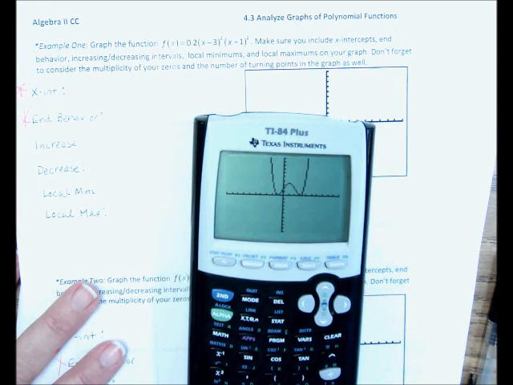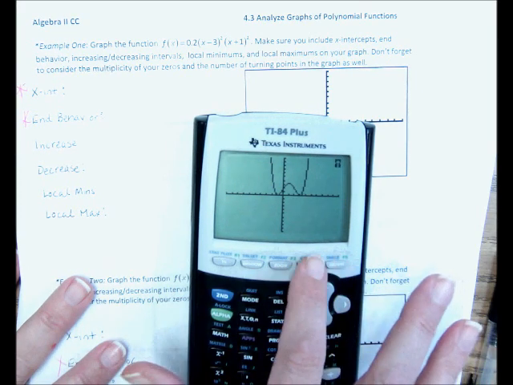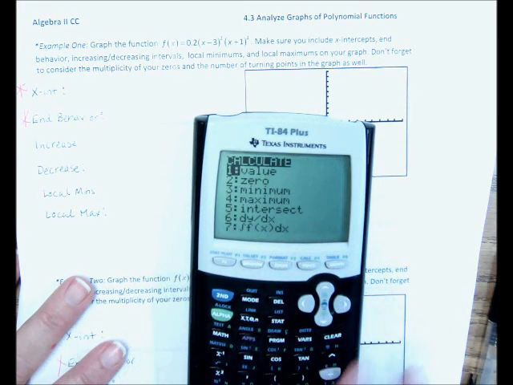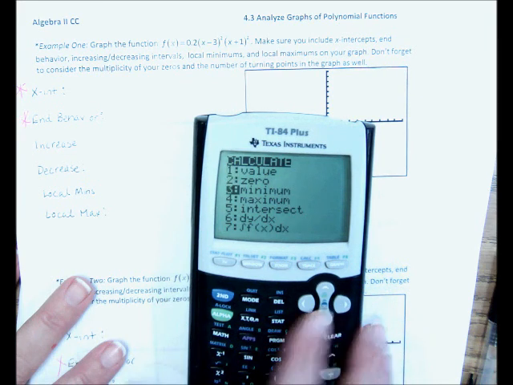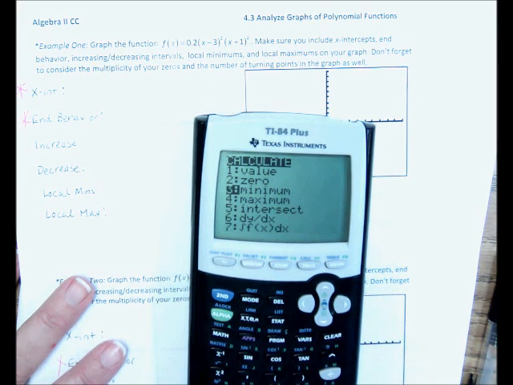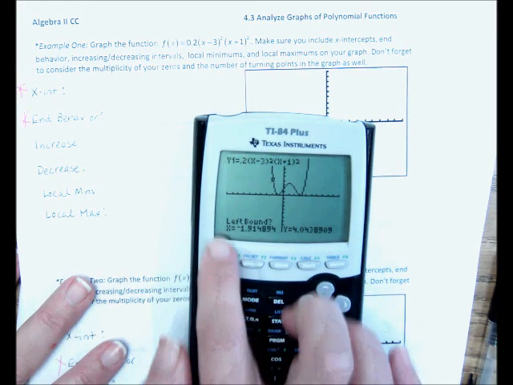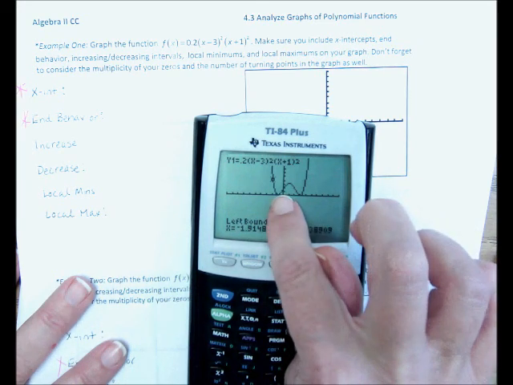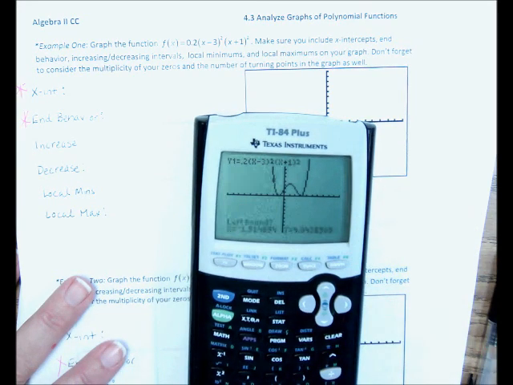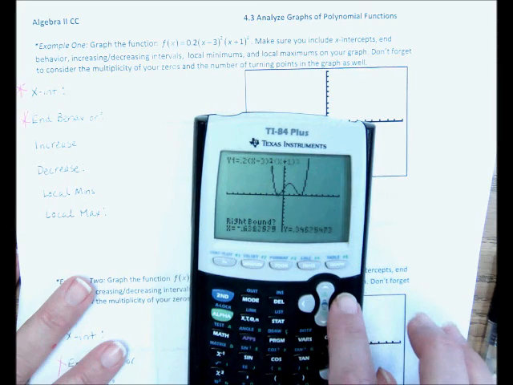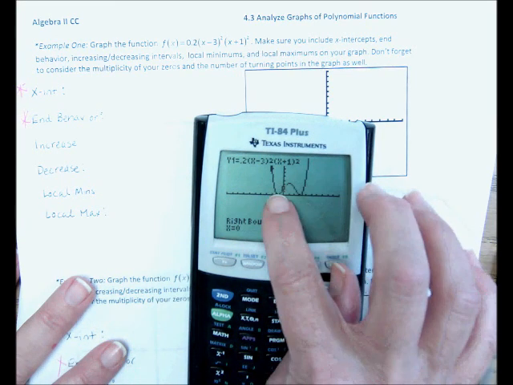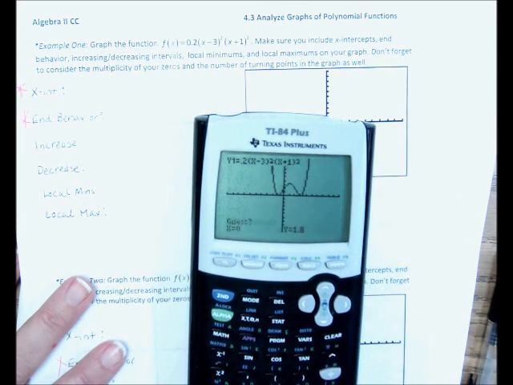Because it's touching and not going through, whenever I do second and then trace, which means calculate, instead of finding a zero, I need to look at that as finding the minimum. So whenever I press that and press enter, I need to go to the left side of that minimum point right there and press enter. Now cursor over, go to the right side of that minimum point and press enter.